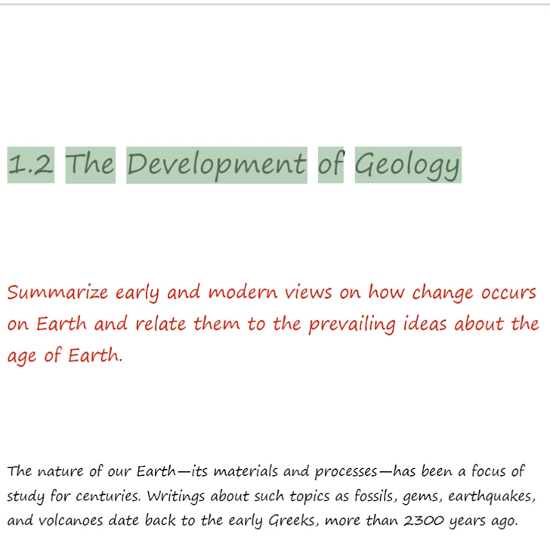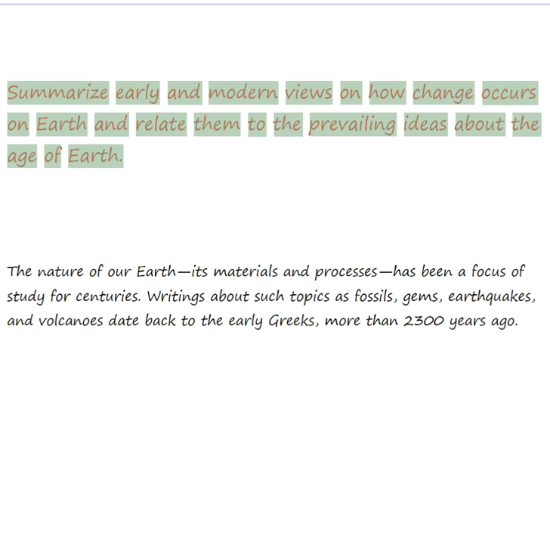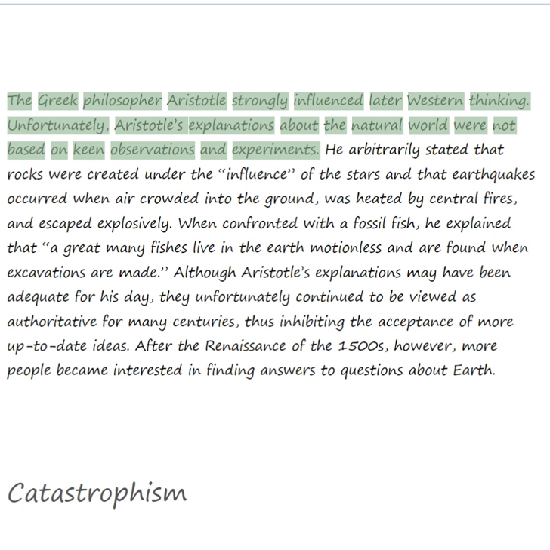1.2 The development of geology. Summarize early and modern views on how change occurs on Earth and relate them to the prevailing ideas about the age of Earth. The nature of our Earth, its materials and processes, has been a focus of study for centuries. Writings about such topics as fossils, gems, earthquakes, and volcanoes date back to the early Greeks, more than 2,300 years ago. The Greek philosopher Aristotle strongly influenced later Western thinking.